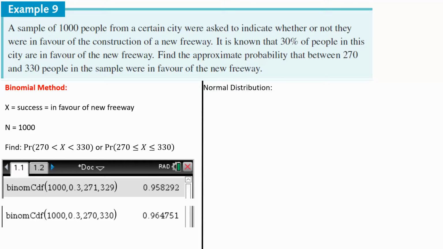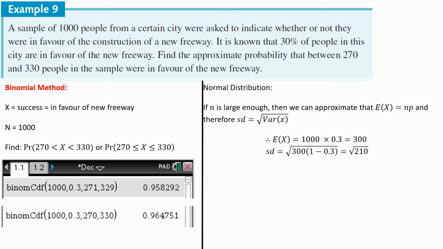If we did the normal distribution way, what I've done there is, if n is large enough, and there is a property in your textbook, it's not even highlighted, but there is a property to determine when n is large enough, then we can approximate. We know the expected value, which is the mean, is the largest point of what you expect, which is n times p. Okay, that's from your binomial there. Then you would know how to find variance because it's np(1 minus p), yeah? So that's what I've done here.